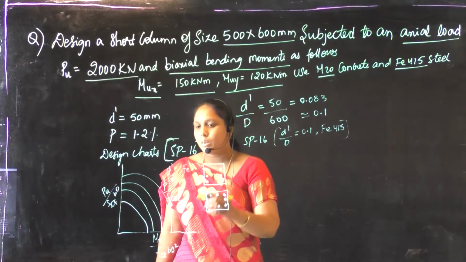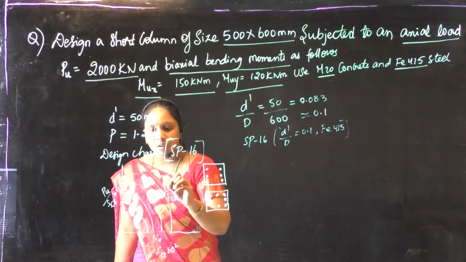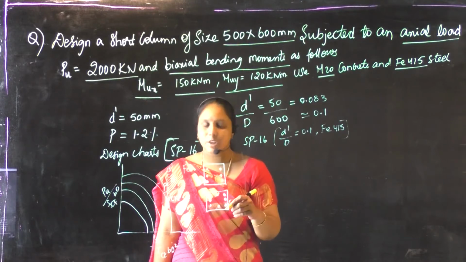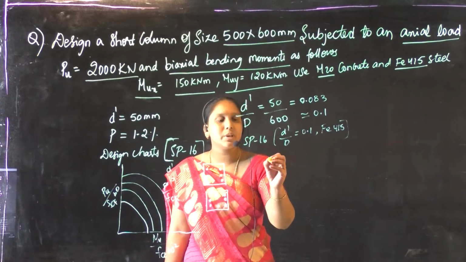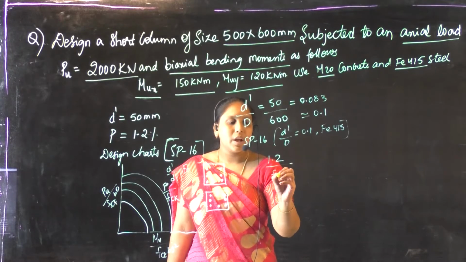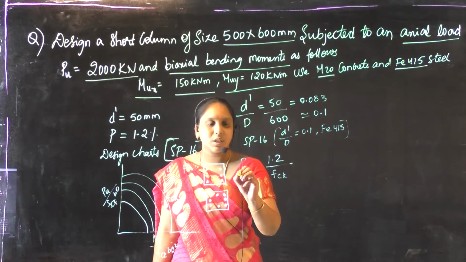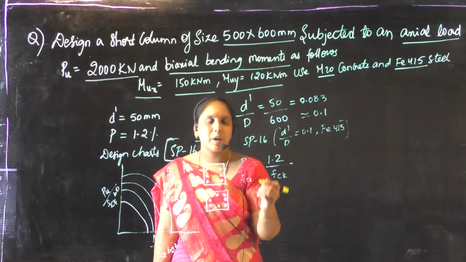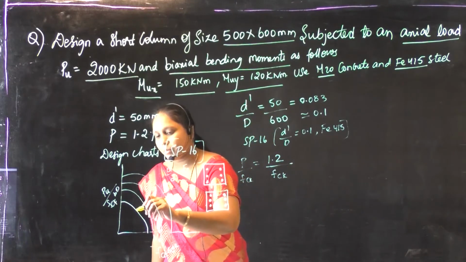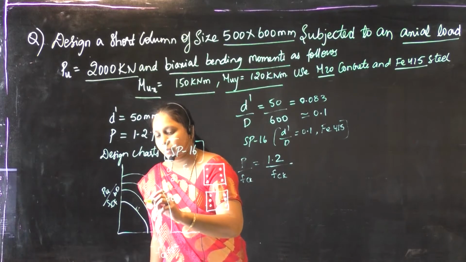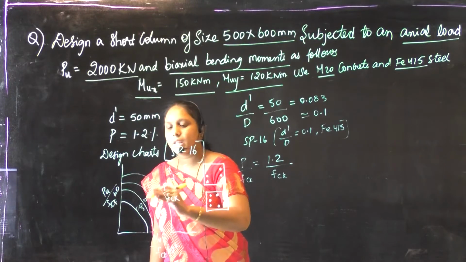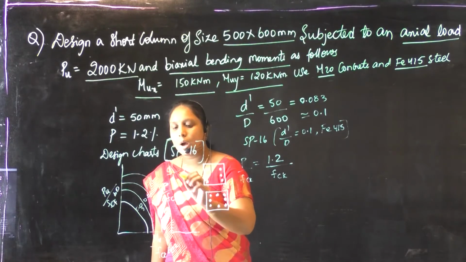Now, here we have already assumed the value of p, that is the percentage of steel. How much is the percentage of steel we have assumed? It is 1.2, divided by fck. So this is the p by fck. You have different values of p by fck. Suppose this curve might be for the p by fck value of 0.02 and this might be for 0.06. Like that we have different curves for different values of p by fck.